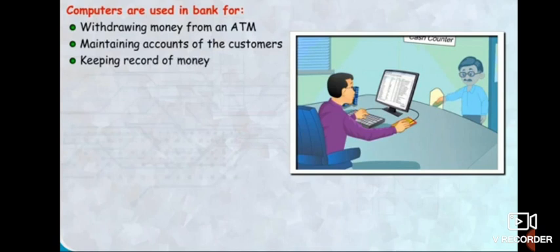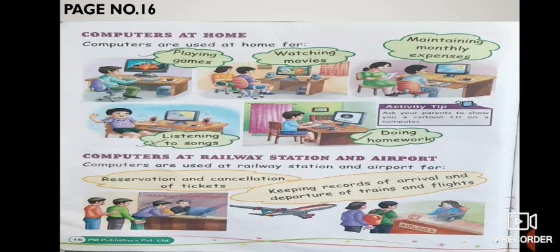All right. Okay, now next is on page number 16, computers at home and computers at railway station and airport. Children, now this we will do in our next part. Till then, just revise till page number 15 once again for better understanding.